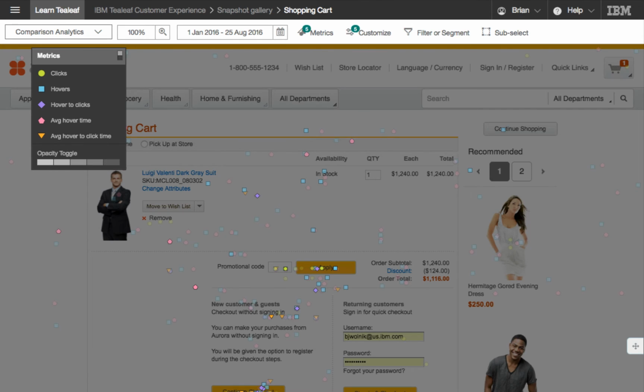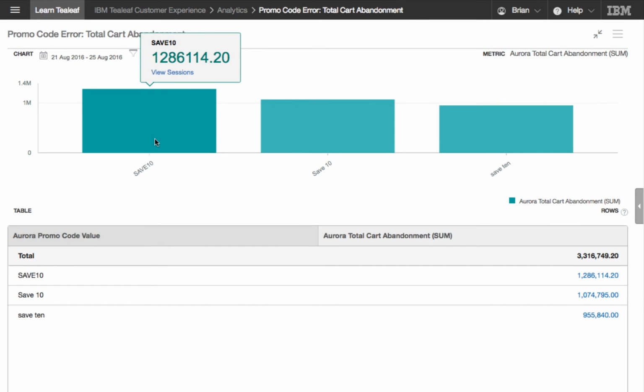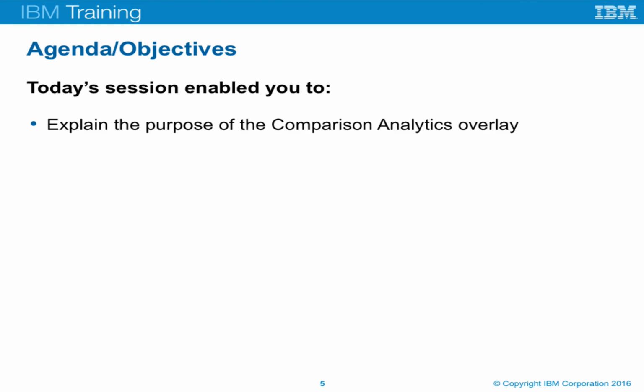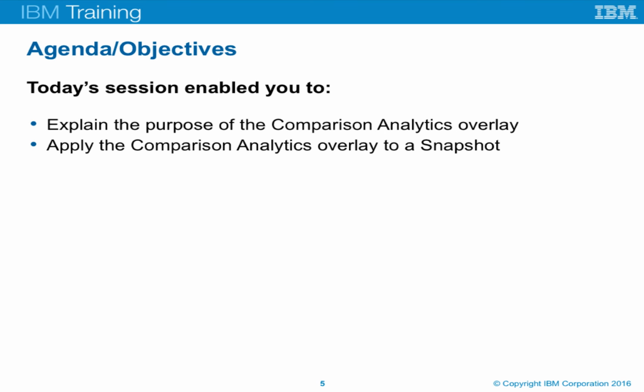With TLeaf on-Cloud Overstat, there are many methods and best practices to uncover user struggle and general usability of your website or mobile application. Continue to apply overlays to snapshots and build additional reports from your findings in Overstat to uncover and track the most important processes on your website. In this demonstration, you learned how to explain the purpose of the Comparison Analytics overlay, apply the Comparison Analytics overlay to a snapshot, and use dimensions to segment report data.